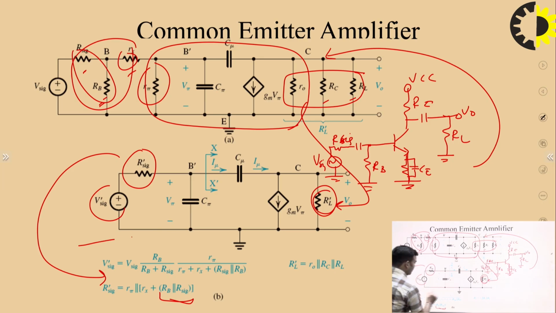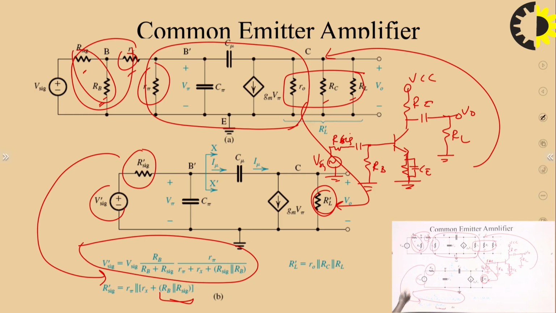And similarly, V dash signal is equal to V signal multiplied by RB upon R signal plus RB, multiplied by this resistor R pi upon R pi plus Rx plus R signal in parallel with RB. So, in this way you can draw its equivalent circuit like this.